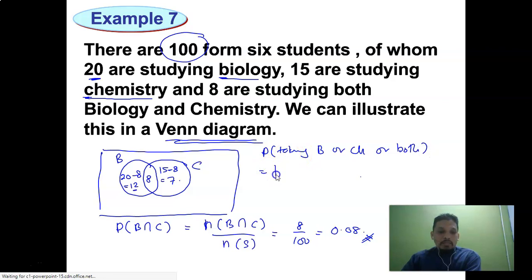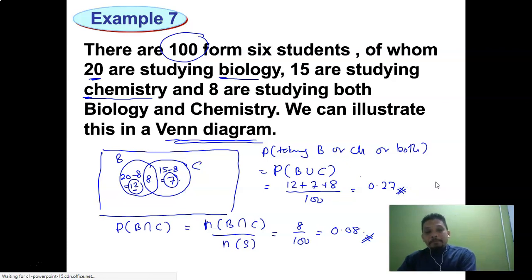Then this is the probability of B union C. Then it is 12 here, plus 7 here, plus those taking both biology and chemistry, which is 8, all divided by 100. Or simplifying this, it gives you 27 over 100, or 0.27. Okay.